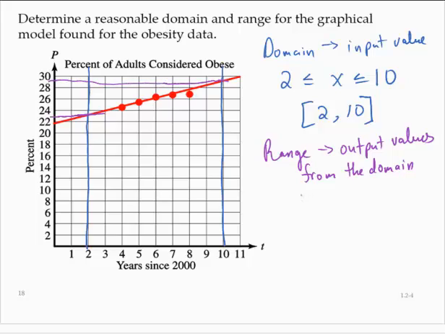So our reasonable range would be 23 is less than or equal to y is less than or equal to 29, or again, in interval notation, bracket 23, comma 29, bracket.